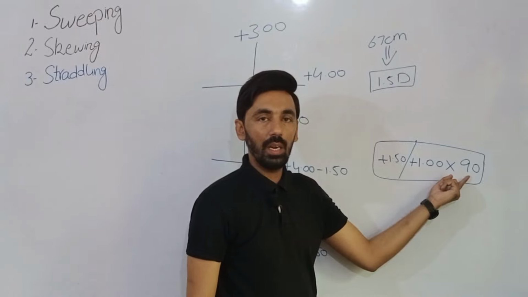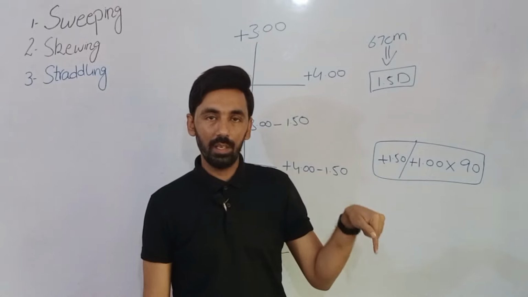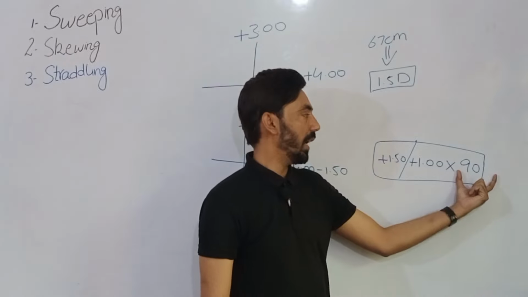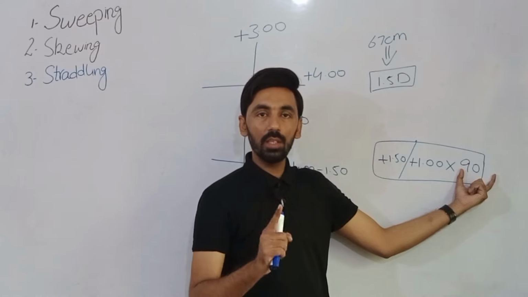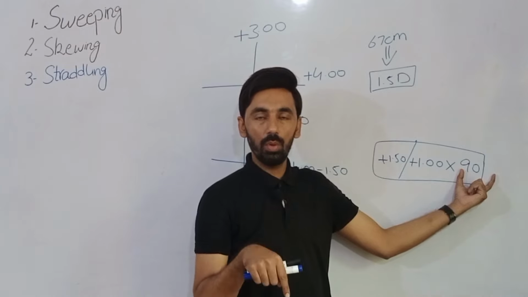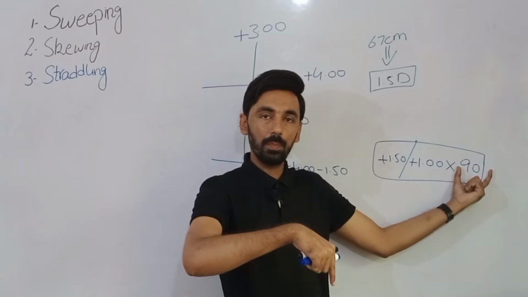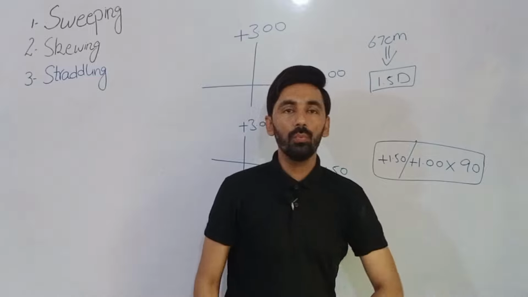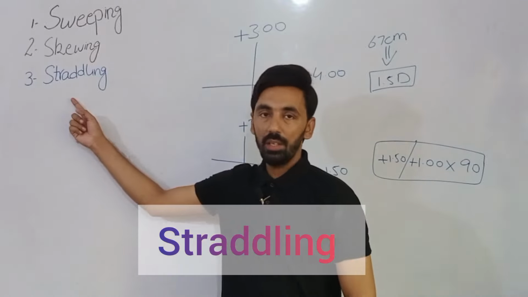cylinder is 90 degree. Now we will start our straddling technique, because as I said, the 90 degree, which is the axis of the cylinder right now, is not the best corrected axis. We have to convert these rough axes into refined axis, right? So for that purpose, we will use the technique which is called the straddling technique.